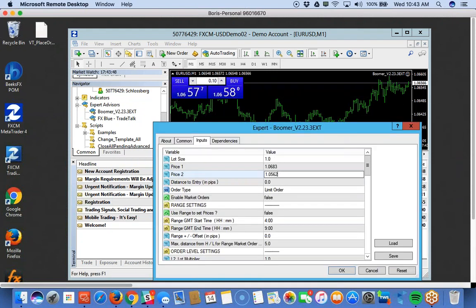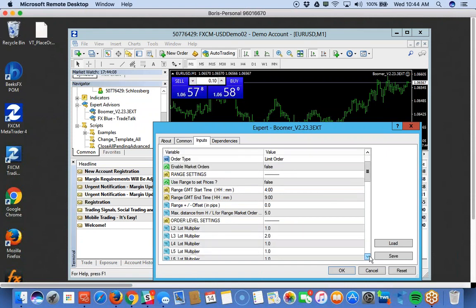And by the way, there is no order. You can go in different order. You can put 105.62 on price one. It doesn't matter. The EA is very flexible. You don't have to put it in any kind of an order, right? All of this stuff is left alone. The distance to entry, the limit order, enable market orders, all that stuff is set to false, okay?